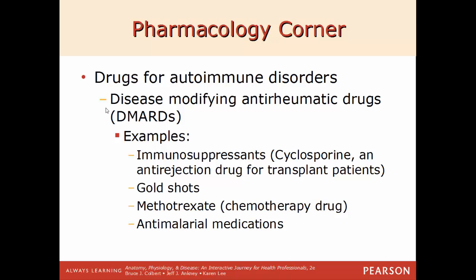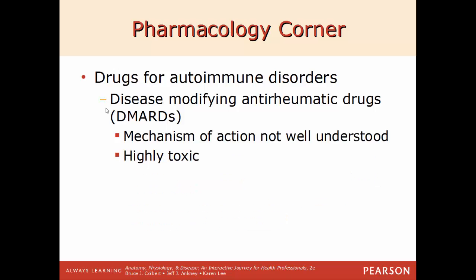Now, drugs for autoimmune disorders, DMARDs, disease-modifying anti-rheumatic drugs. Some examples of these include immunosuppressants, such as cyclosporin, which is an anti-rejection drug used for people who've received organ transplants. Injections of gold, methotrexate, which is a chemotherapy drug used to treat cancers, and also some anti-malarial medications. Now, how these drugs exactly work is not terribly understood, and these can become very highly toxic.